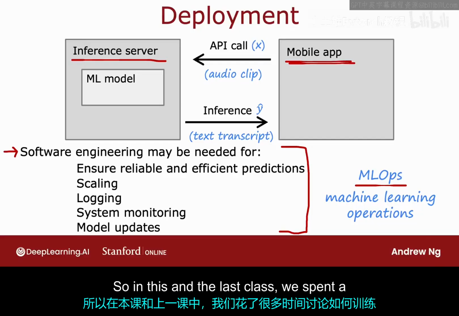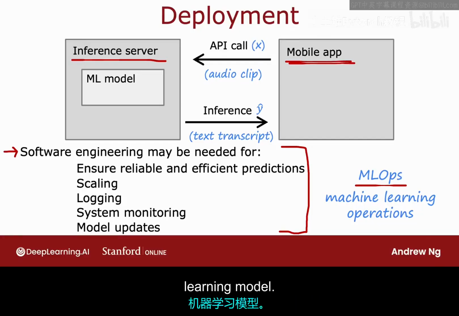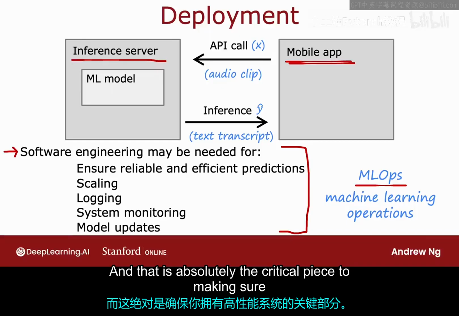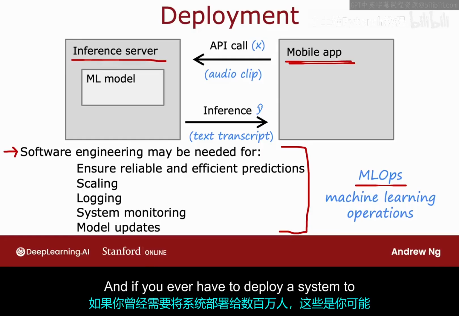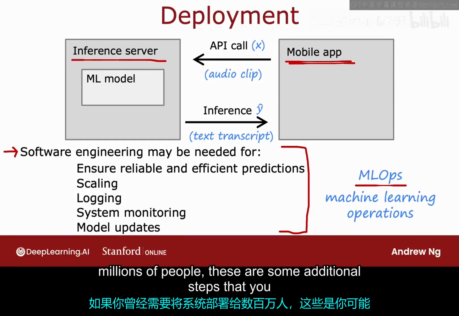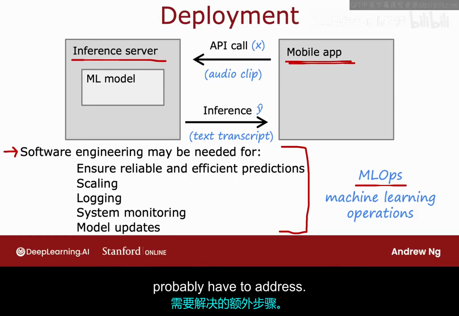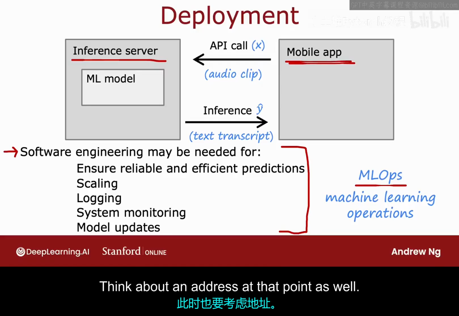So in this and the last class, we spent a lot of time talking about how to train a machine learning model, and that is absolutely the critical piece to making sure you have a high performance system. And if you ever have to deploy a system to millions of people, these are some additional steps that you probably have to think about and address at that point as well.